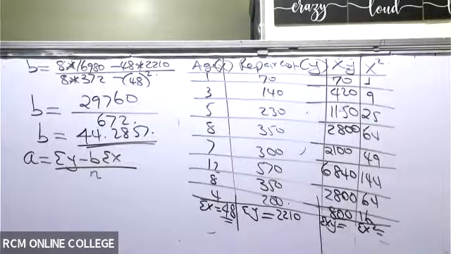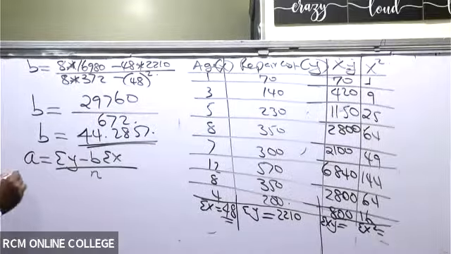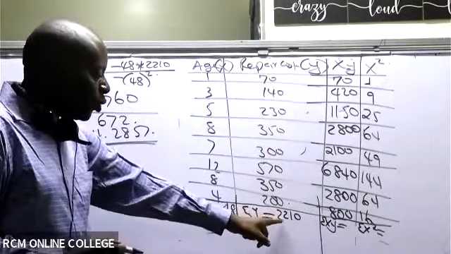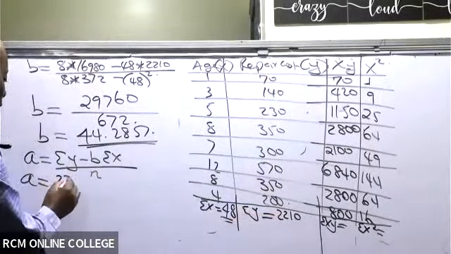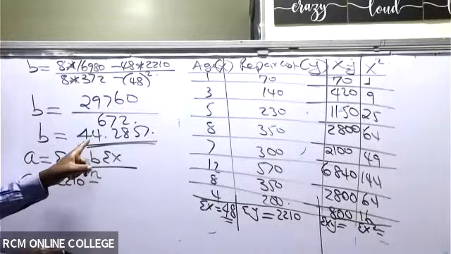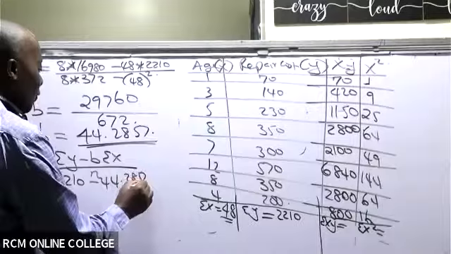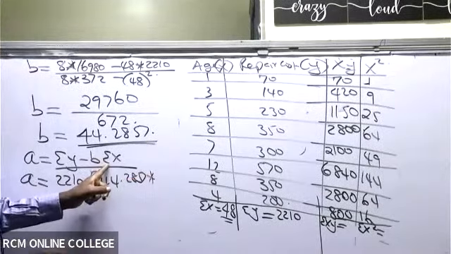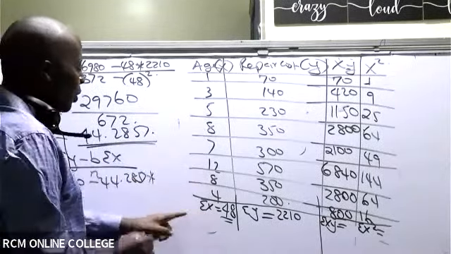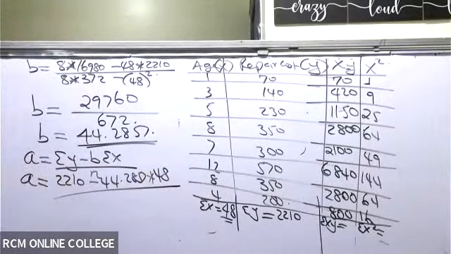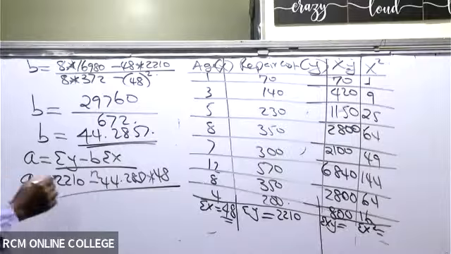So do we have all these parameters? Oh, yes, we do. So our A will be equal to summation of Y, which is 2210, minus B, which we have here as 44.2857, times summation of X, which is 48, divided by our number of data points, which is 8.